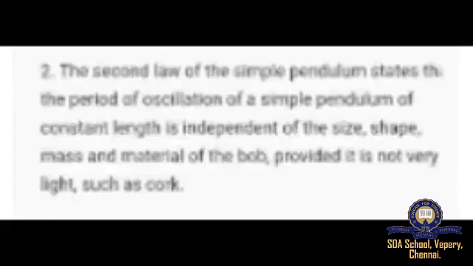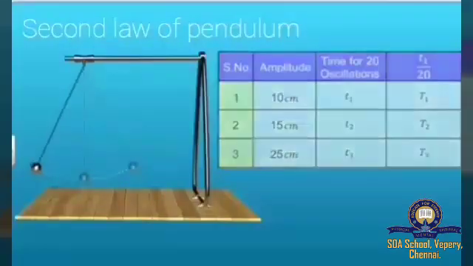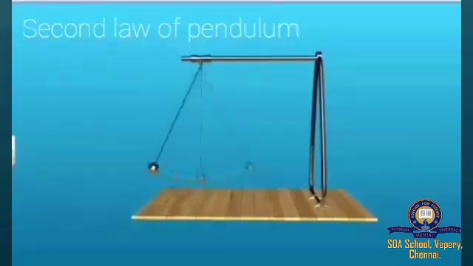The second law of the simple pendulum states that the period of oscillation of a simple pendulum of constant length is independent of the size, shape, mass, and material of the bob, provided it is not very light, such as cork.